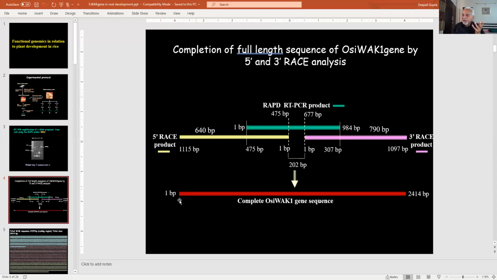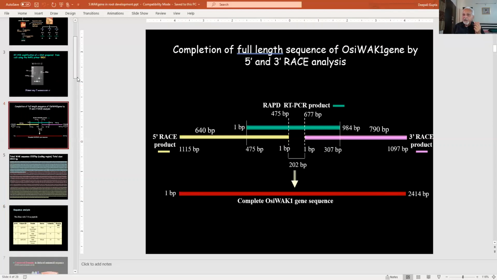And then you can amplify the complete sequence, and that's how it is done. That means using the gene-specific primers from this end to this end, the total cDNA or mRNA was amplified, which was 2,414 base pair long. So that's how the gene sequence is completed. And also the gene product, you can amplify this whole thing from here.